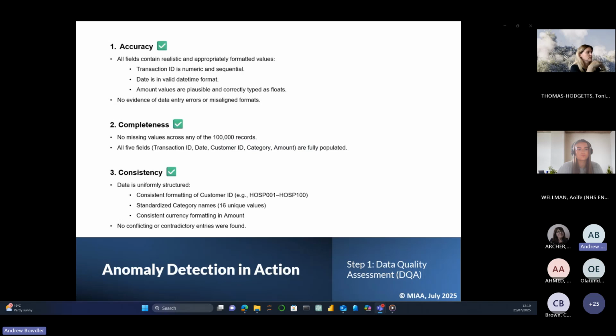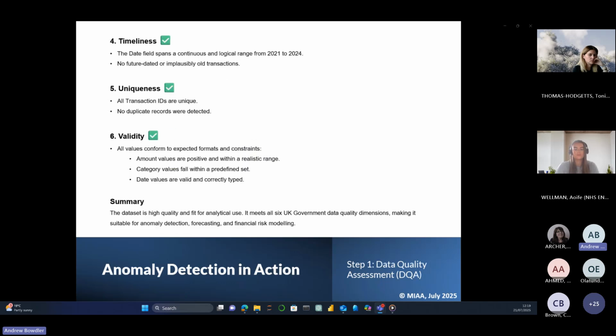Before we jump into analysis, we need to ensure our dataset is fit for purpose. We assess it across all 6 government-endorsed data quality dimensions. And the verdict? This data ticks all the boxes: accurate, complete, consistent, and, importantly, valid and timely. With unique transaction IDs and no missing or malformed entries, we're ready to proceed with confidence.